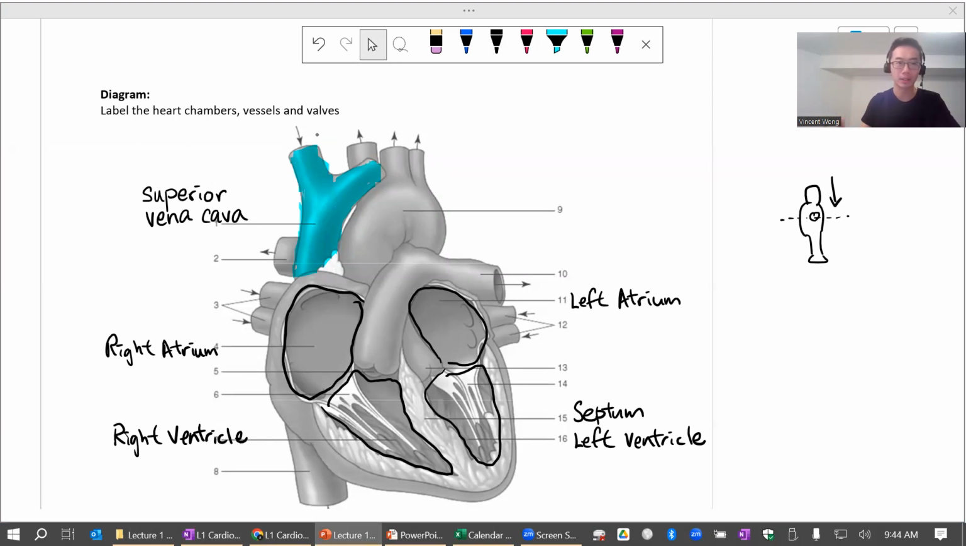These are all in the notes. You can write down if you want, but I don't want to make the diagram too cluttered. And these are all in the PowerPoints.